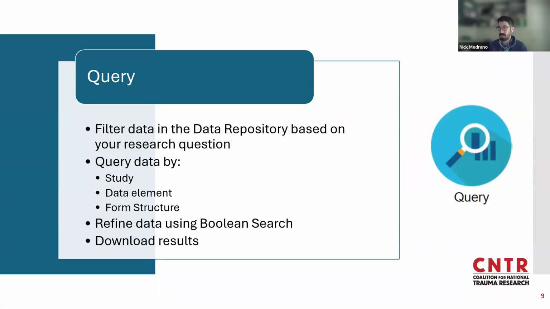Something that is very useful and needed, right, is the ability to query the data. We're going to have all this data living in this repository, but how do we actually query it so that we can gain access to what we're interested in? So that's what the query module is for, filtering the data repository based off of whatever your research question is. You can query data based off of the study. If there's a specific data element that you want to identify, who collected that element, what studies collected that element, or if there's a specific form that you're interested in identifying who's collected.